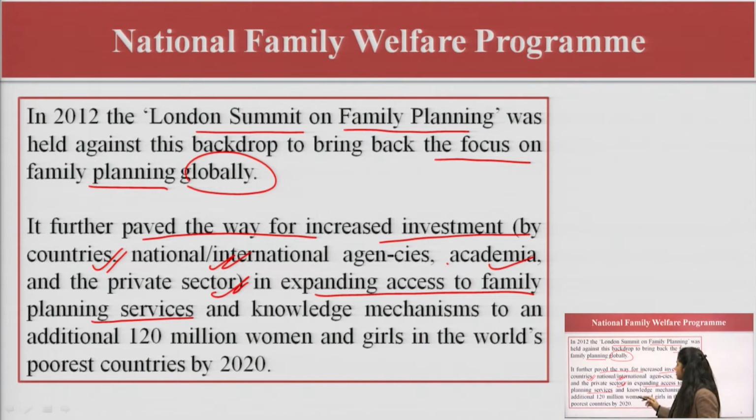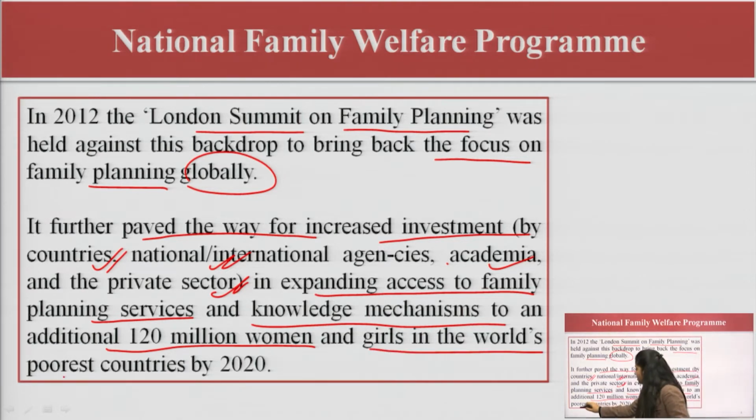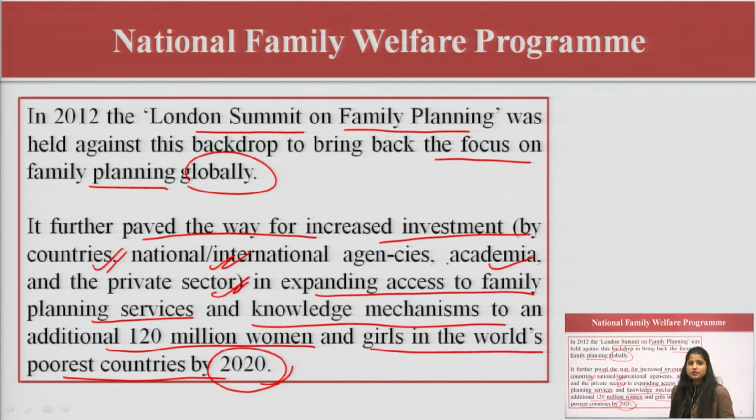So, for this funding is required, and all these countries and national and international agencies are working in an integrated way, with knowledge mechanisms, to reach an additional 120 million women and girls in the world's poorest countries. Especially the countries which are not accessing facilities for family planning are not getting the knowledge associated with it. So, the main concern is to provide the facility to the people of the poorest countries by 2020. So, the most important thing we can see here is the 2012 London Summit.